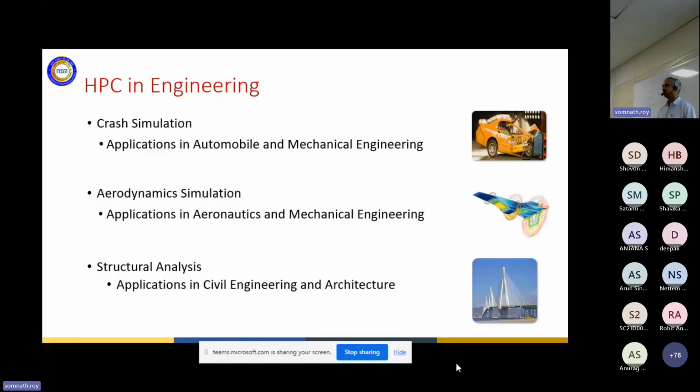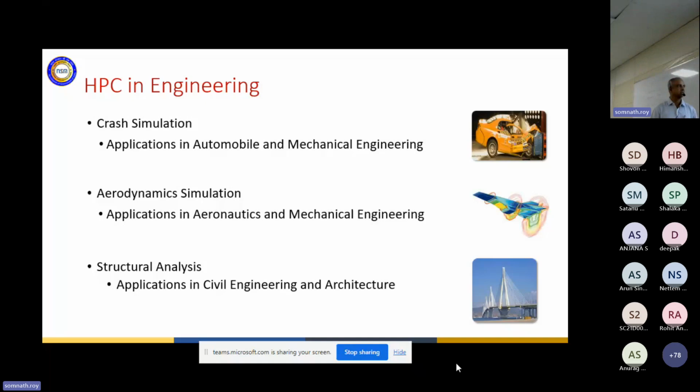Aerodynamic simulation, for any solid that moves through a liquid or fluid like air or gas, or water. Like for example, a submarine, or a missile. How should the cone be? The shape of the cone should be such that opposing forces are minimal. So that can be done through aerodynamic simulation.